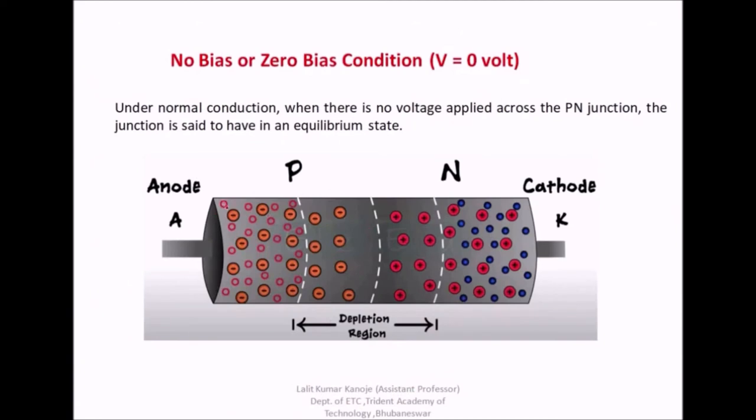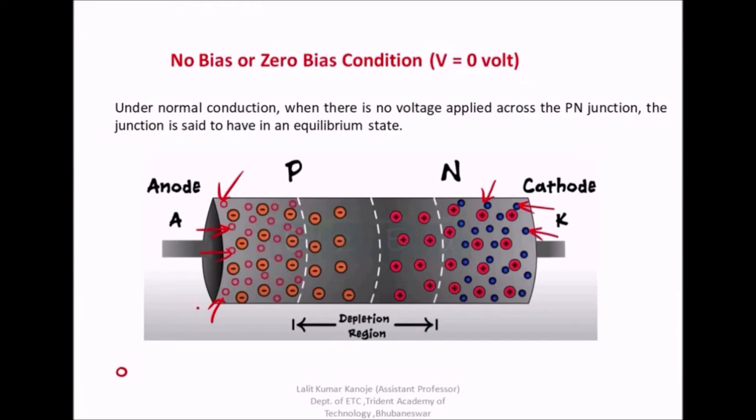You can see here, these are the holes. These are the holes, and these are the electrons. The blue colored dots are electrons.